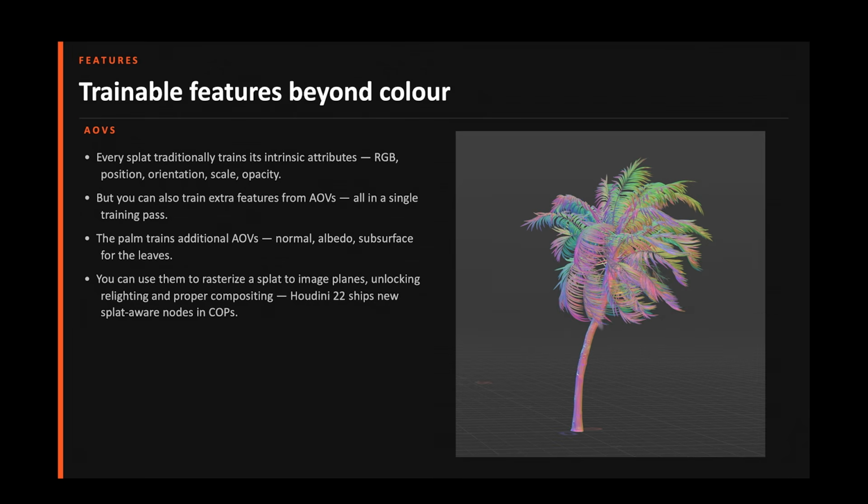And why is that important? Because then you can really use a G-splat as a format or a container that carries all that information, and in COPs with the new nodes you can rasterize those to planes and work as if you were working in Nuke, where you can relight it, change the compositing, change the look or layers and contributions. So you have a proper compositing with G-splats, the same way as you have with OpenEXRs.